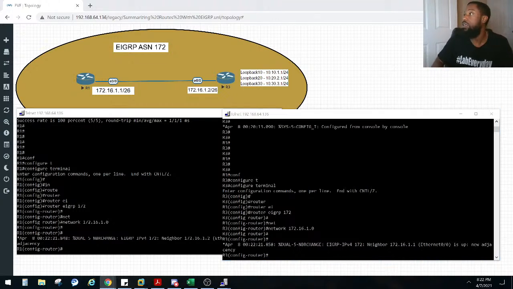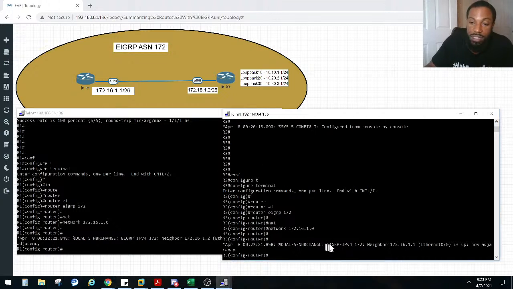EIGRP. Let's see what that is. So it's NBR change. They don't even say. Pulling my hair out while Packet Tracer is doing this. It just says here to configure, to troubleshoot it. They don't even say. Anybody know what an NBR change means?